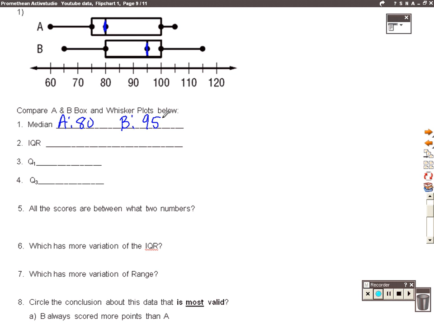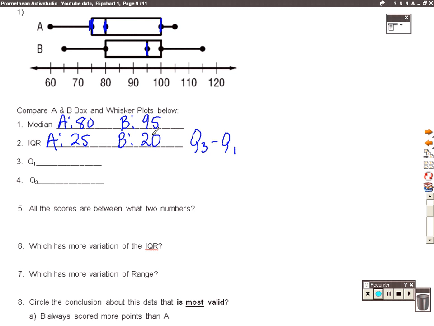The interquartile range, remember again, the interquartile range is Q3 minus Q1. So for each of the box and whisker plots, I'm going to identify Q3 minus Q1. I'll use my calculator to do that. And for A, the interquartile range would be 25, because that would be 100 take away 75, which gives me 25. And for plot B, it would be 20, which is 100 take away 80, which gives me 20.